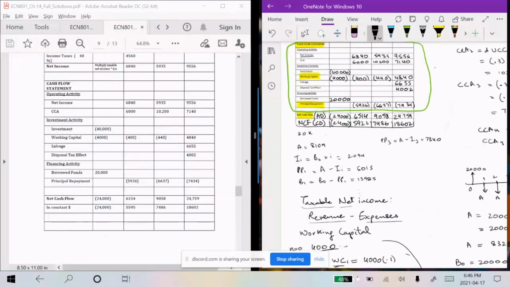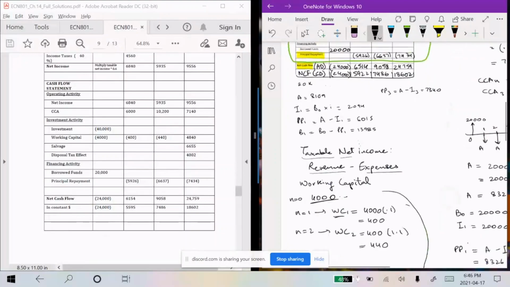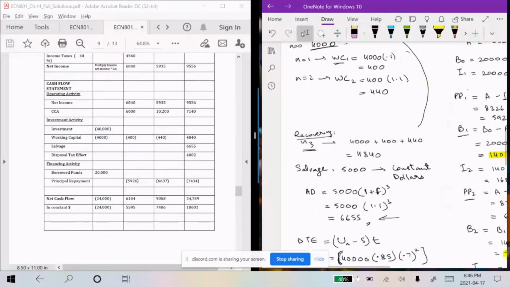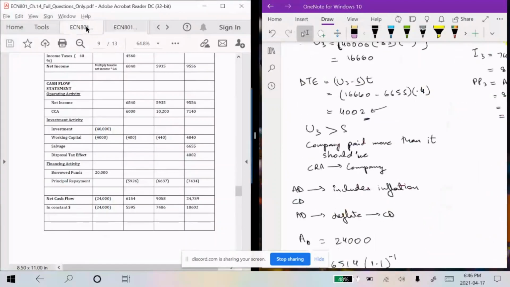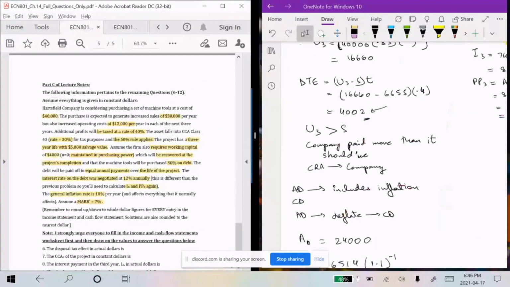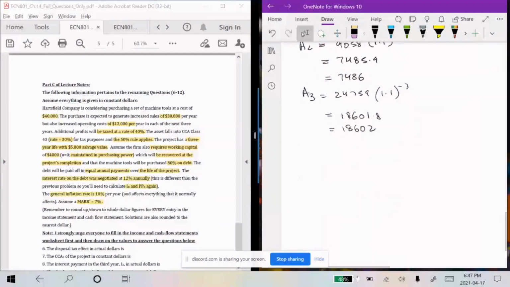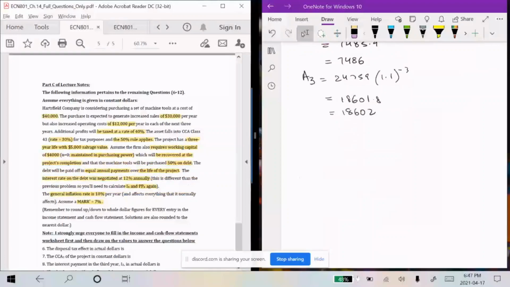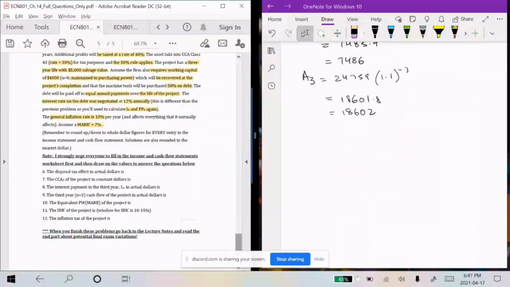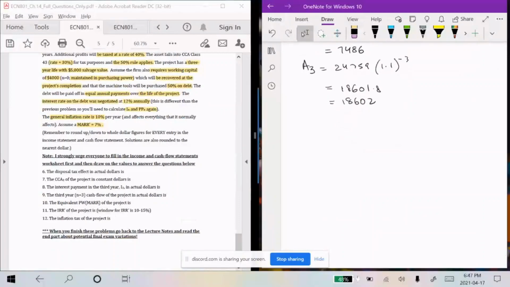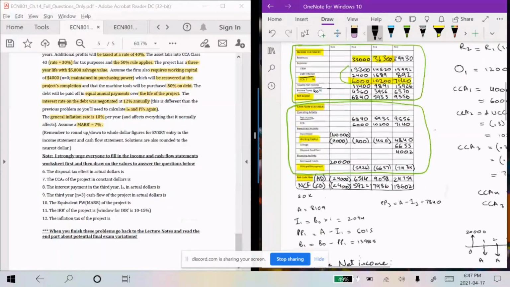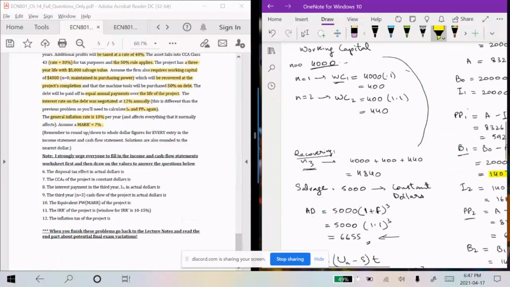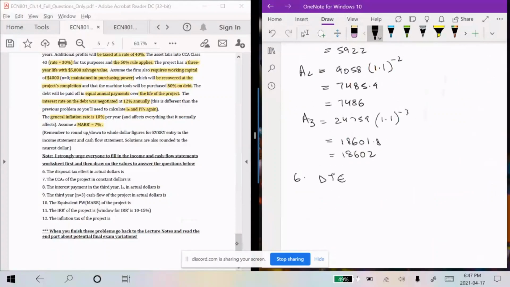Okay. Now we need to find the internal rate of return. Let's see what the question asks. Everything's going to be the same that you're going to do for everything. The question has like 7 parts. Number 6 is asking disposal tax effect in actual dollars. DTE, we calculated that already. Right here, disposal tax effect is 4,002. The answer for this is 4,002.